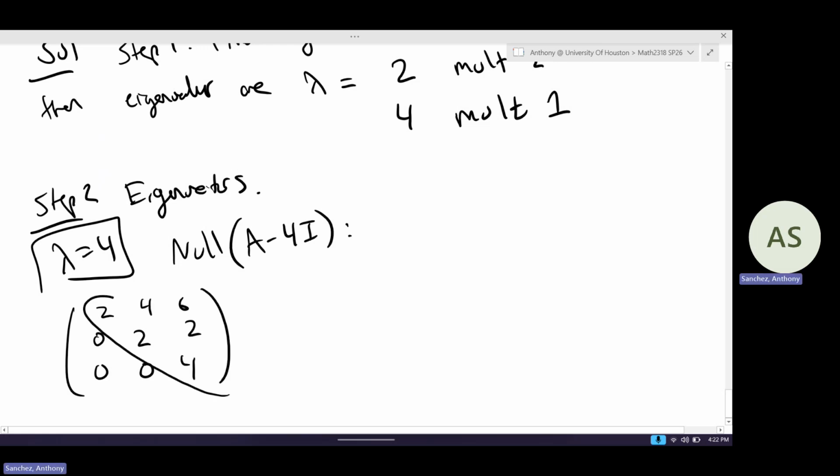All right, and now I need to subtract 4 from the diagonals. When I subtract 4 here, I get 0. When I subtract 4 here, I'm going to get a negative 2. And when I subtract 4 here, I also get a negative 2. All right, and since I'm looking for null space, I want to join the 0 vector to this.